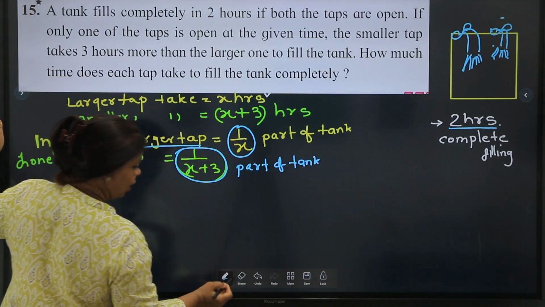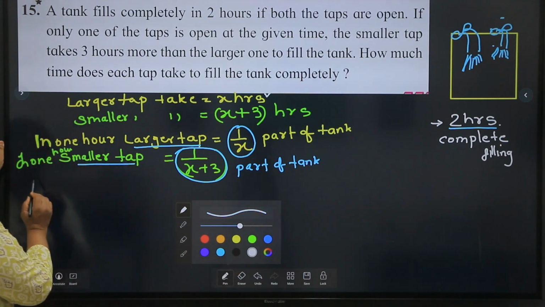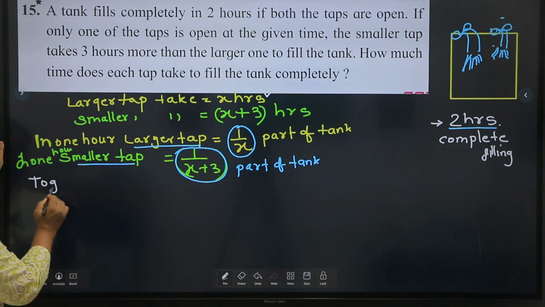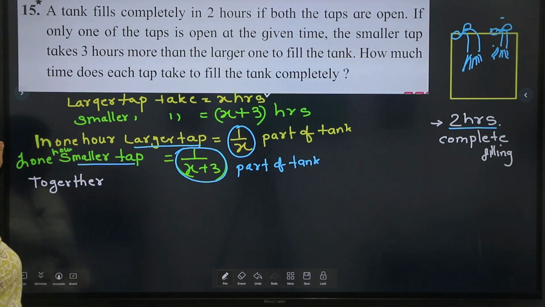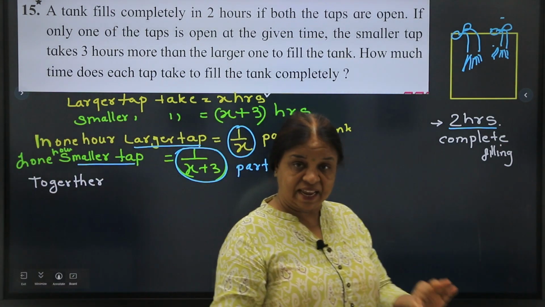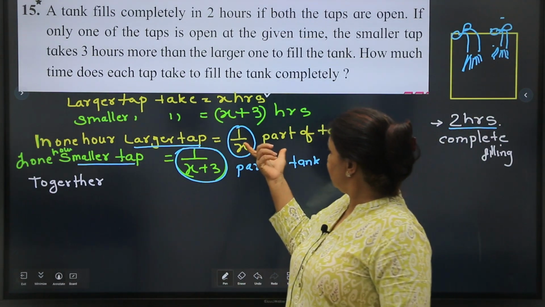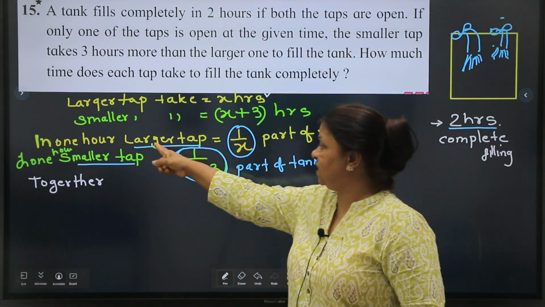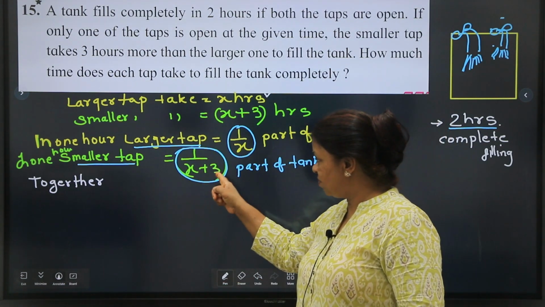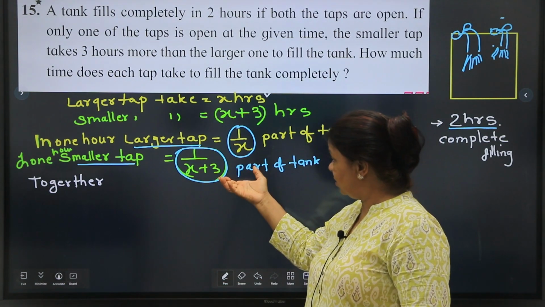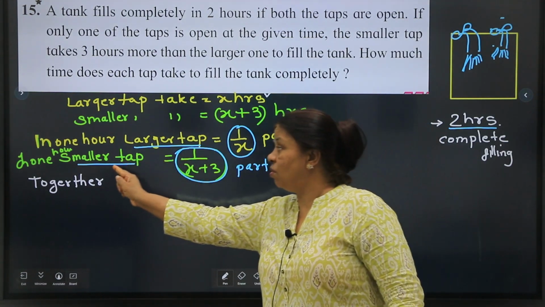Okay. Now together, the larger and the smaller tap will fill how much part of the tank? See, this is the part which is filled by the larger tap, and this part, 1 upon x plus 3, is the part which is filled by the smaller tap.